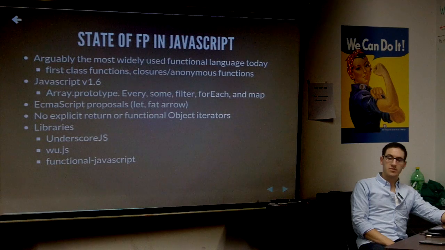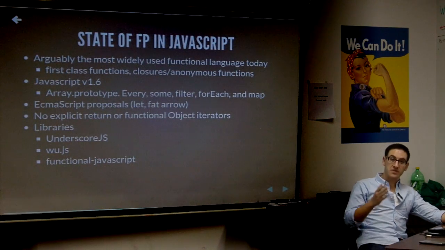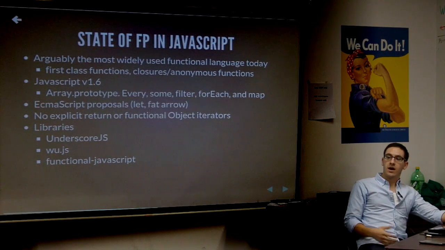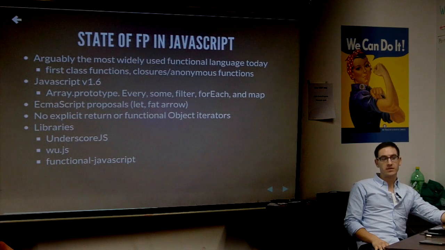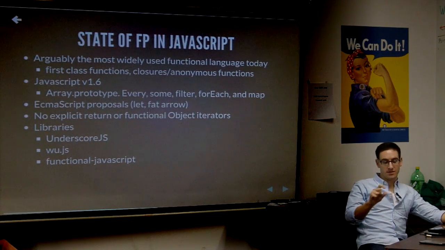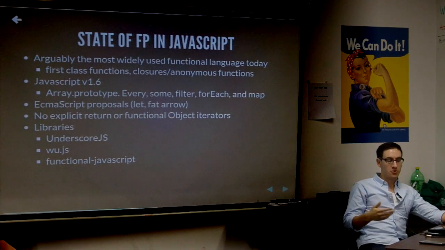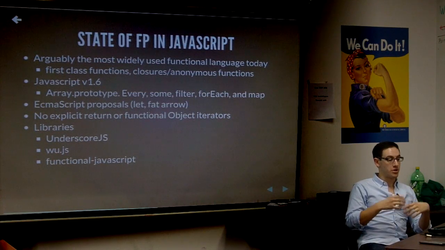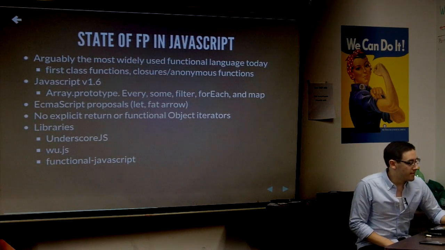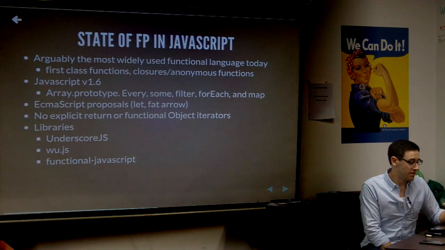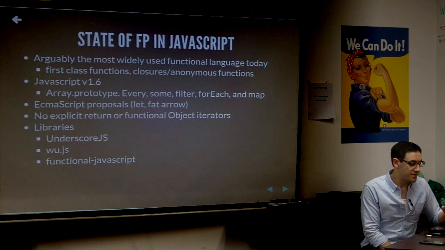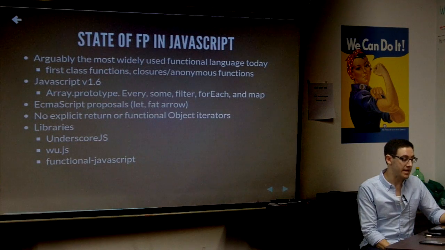There are, of course, some shortcomings, like there is with everything in JavaScript, right? We don't have implicit returns. You have to literally state if you want to return something, otherwise it's just assumed to be undefined, whereas in most of the other functional languages, even Ruby, it just assumes the last thing in your function is the return, which is very nice when you're dealing with all these very short, very concise functions. And right now we don't have any official functional iterators for objects, only for arrays.